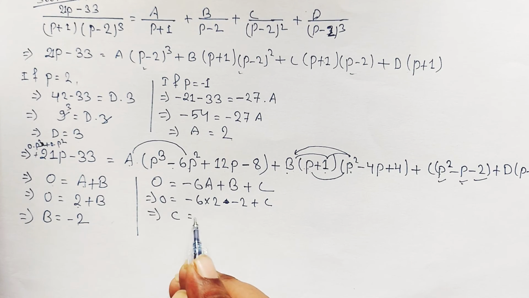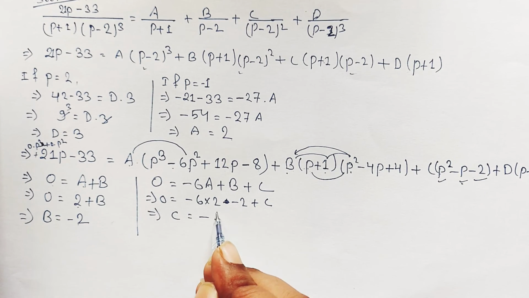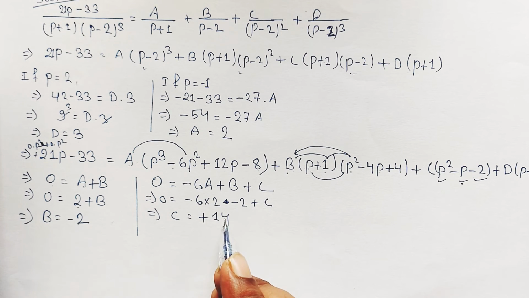From here we will get c equals plus 14, because 6 times 2 is 12, and -12 -2 is -14, and this goes to the other side of the equals sign, so positive 14. We have got the values of a, b, c, and d.